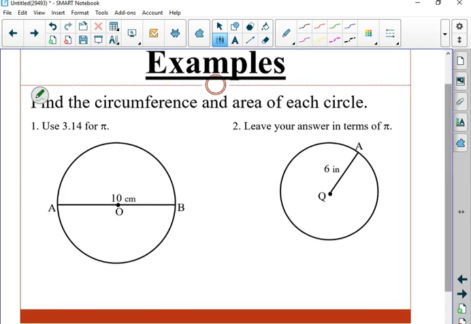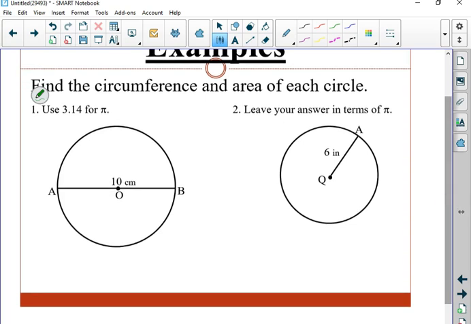Very simple, straightforward. We're going to find the circumference and the area of each of these circles. Now, for area, remember, we definitely need pi. For circumference, we can use pi or diameter. It makes no difference. But for area, we need to have the radius. So that's going to be 5. Over here, we're cool because we have the radius. We can turn it into diameter very easily. But we definitely need the radius.